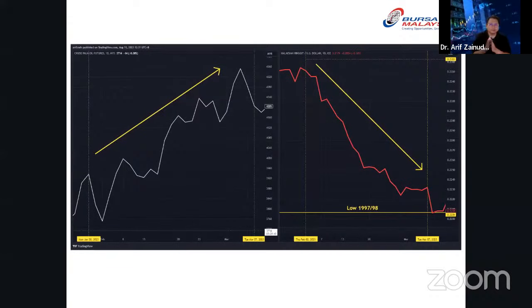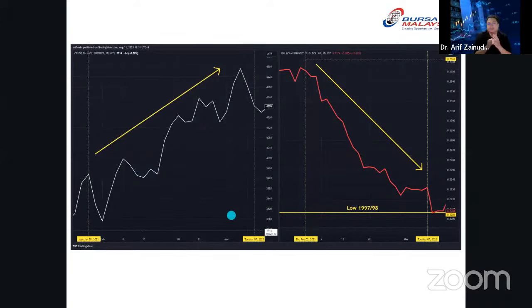Now, if you look at the correlation between ringgit and CPO, on the right side is ringgit dropping all the way until it touches the low during the Asian financial crisis in 1997 and 98. And on the left side, what happened to FCPO? It went up from 3,714 all the way to 4,300. That's about 600 ticks price increase.